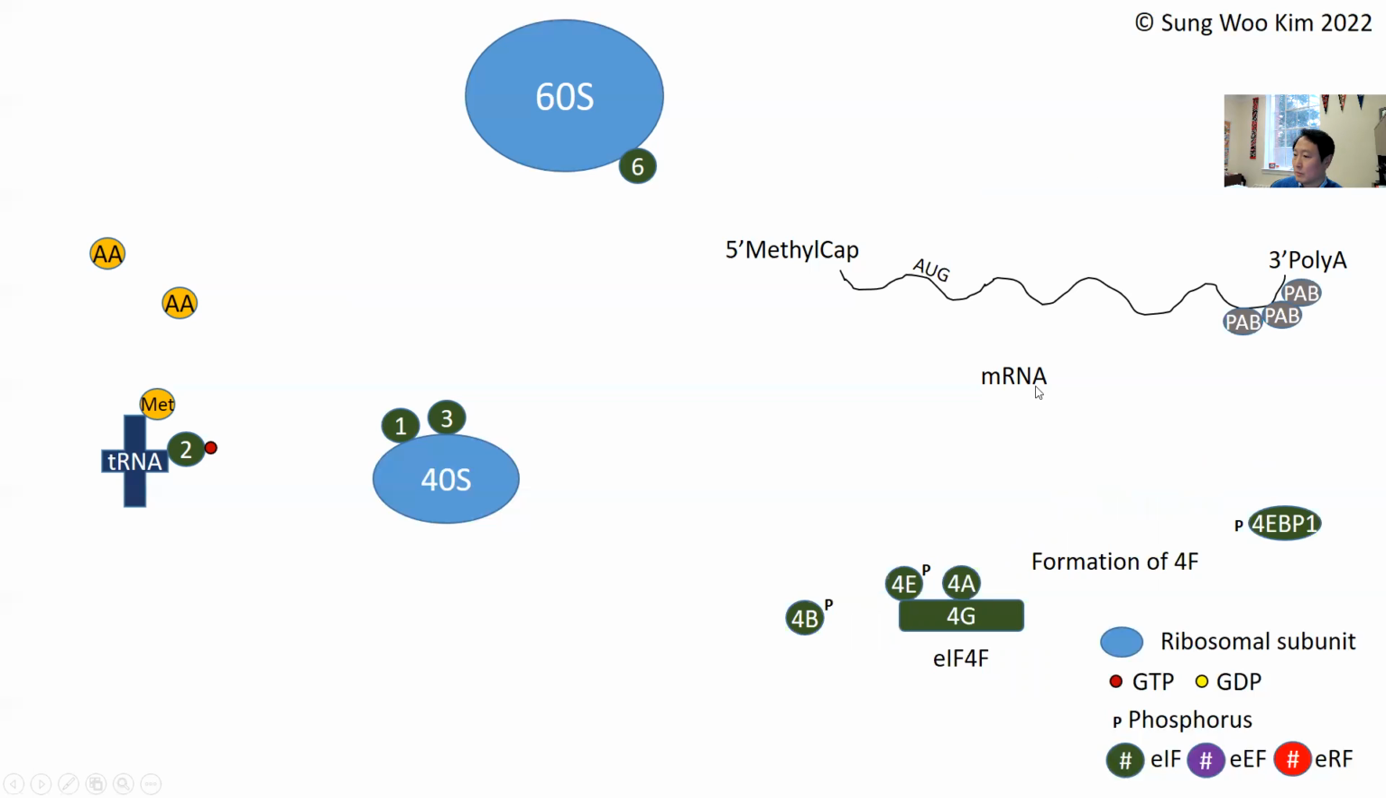Next thing happening is, to the messenger RNA, the poly A binding proteins are attached to the poly A site at the 3' end. At the same time, initiation factor 4E with phosphorus, 4A and 4G, they are bound together, forming initiation factor 4F. Okay? So 4F is a bigger complex composed of 4E, 4G, and 4A. And there is a phosphorylated 4B as well. Okay.